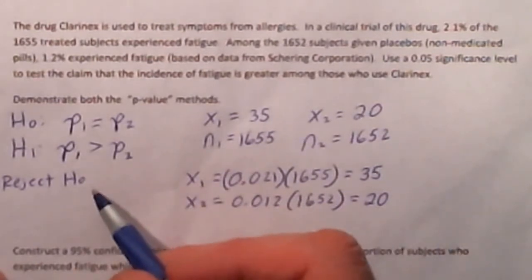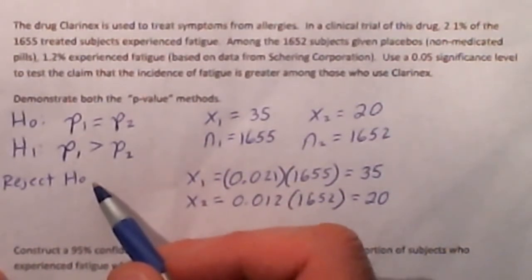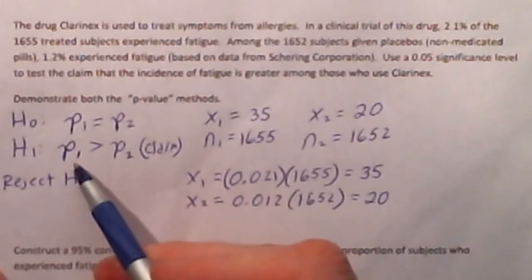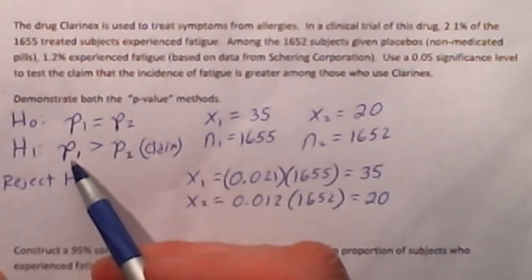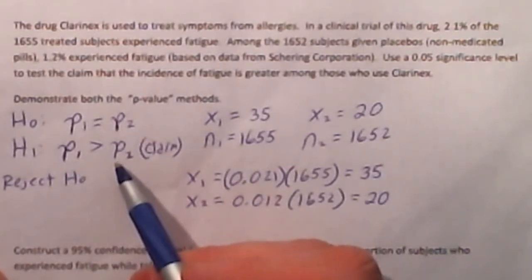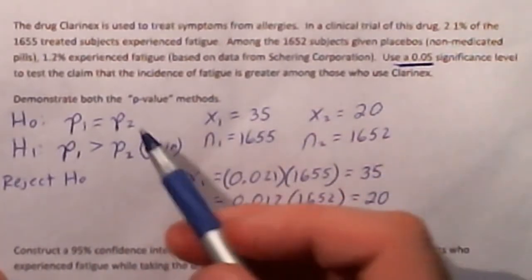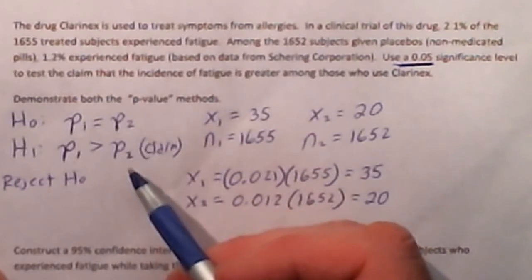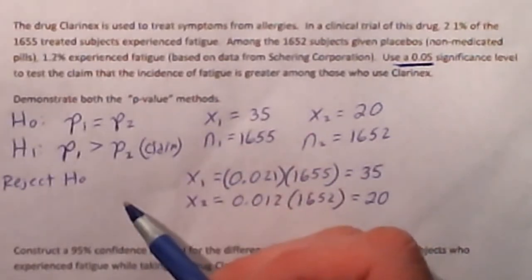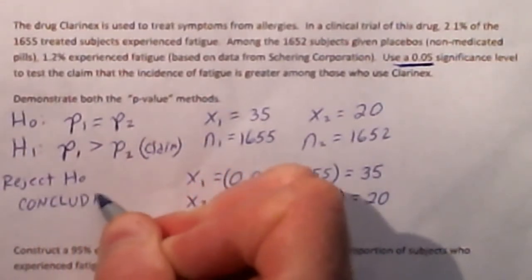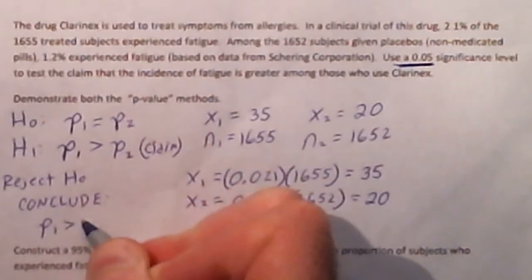And because we're rejecting the null hypothesis, sample evidence is strong enough to suggest that the claim is being supported. The claim being that the proportion of patients that suffer from headache is greater for those that take the drug Clarinex as opposed to those that do not take the drug Clarinex. And we only stand a 5% chance of committing a type 1 error and rejecting the null hypothesis that may in fact be a true statement. So that's the p-value method to illustrate this hypothesis test involving 2 population proportions here.